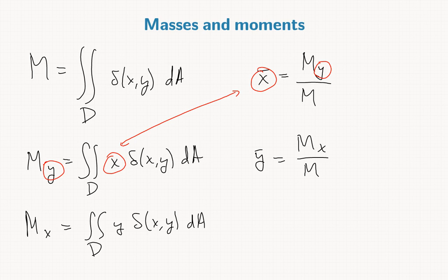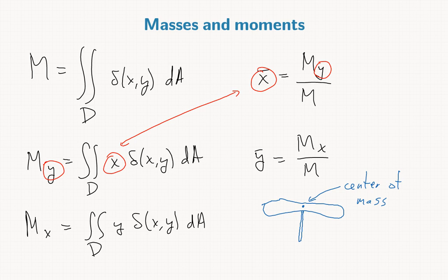Okay, so for example, if you had some sort of thin plate and you were trying to balance it on a thin column, in order to balance it, you should place it right below the center of mass in order for it to be balanced as well as possible.